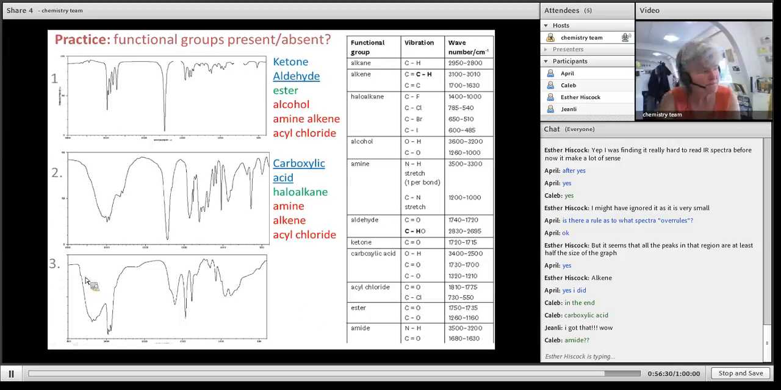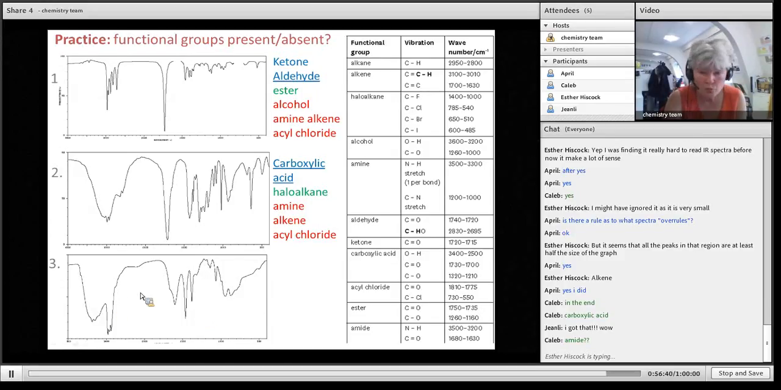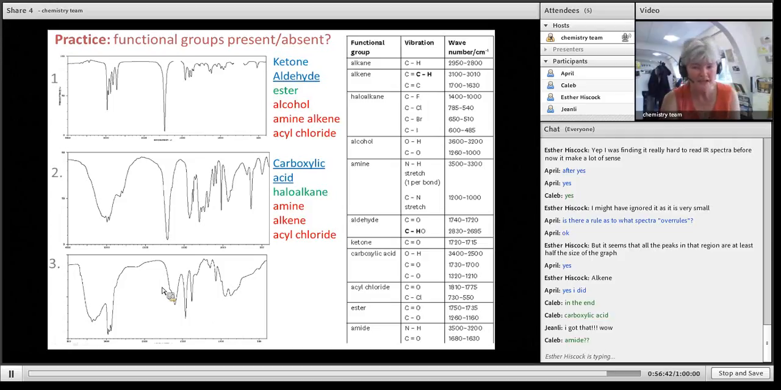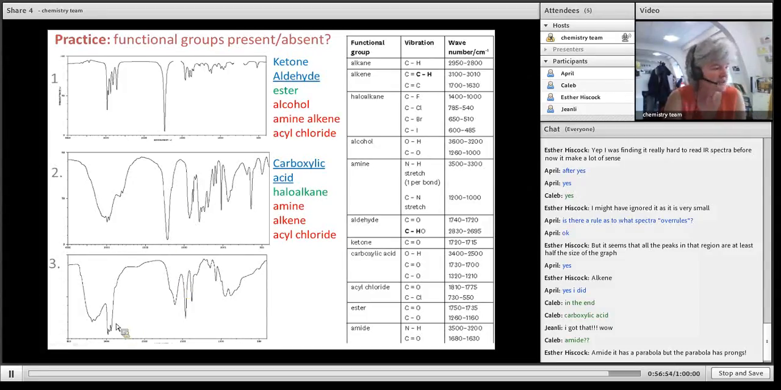What about this one, number 3? Okay, well done. It is an amide. It was a tricky one because my carbonyl peak was a weird peak. It got broadened out rather than the strong finger-like one. But you can see we've got the alkyl, and we don't have any alkene. There are my two little peaks. Yes, so well done, Esther.